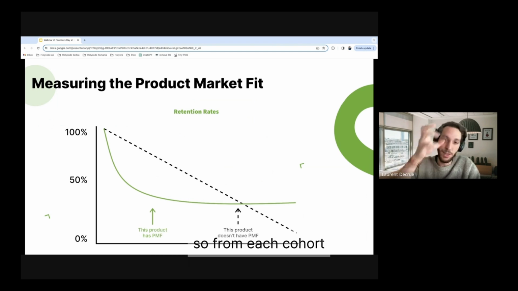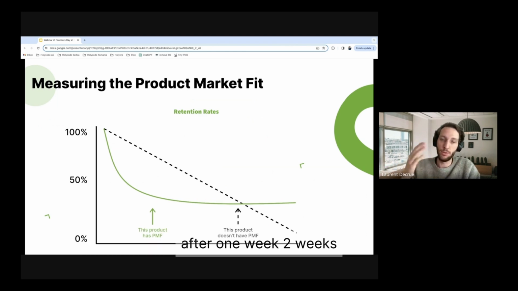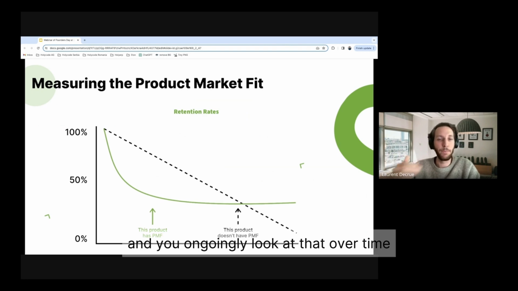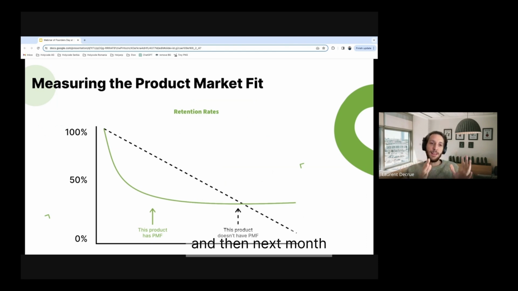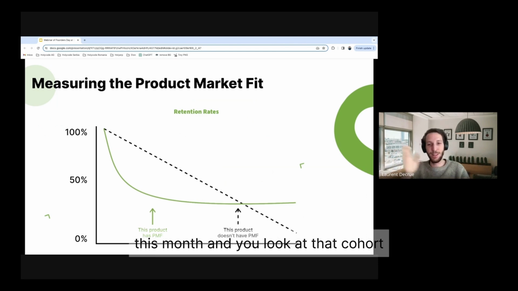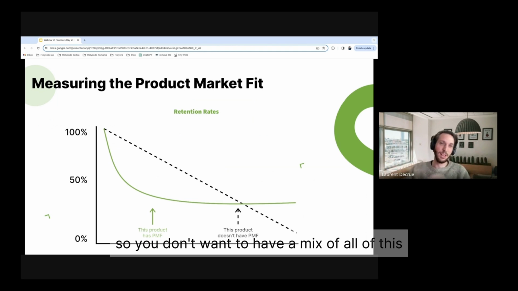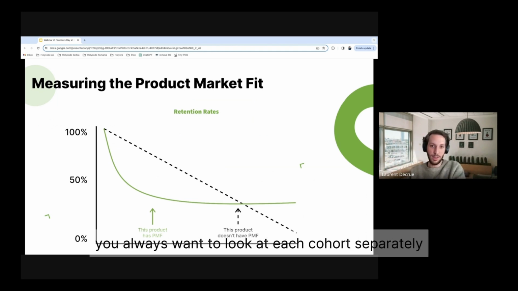So from each cohort, how many of those users are still using your product after 1 week, 2 weeks, 3 weeks, or 1 month, 2 months, 3 months, 4 months. And you ongoingly look at that over time. And then next month, you take the next cohort of people that came in this month and you look at that cohort. Because your product will change over time, right? So you don't want to have a mix of all of this.